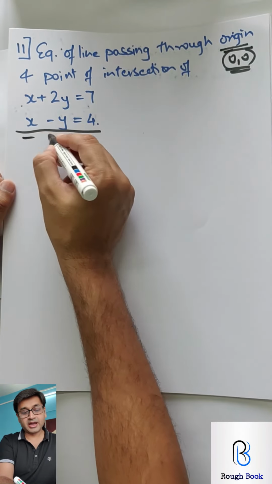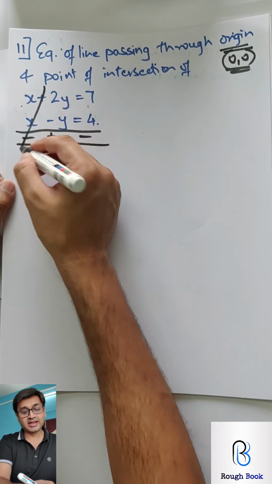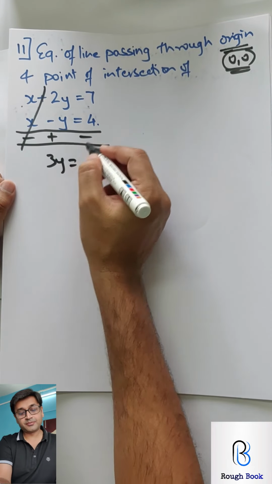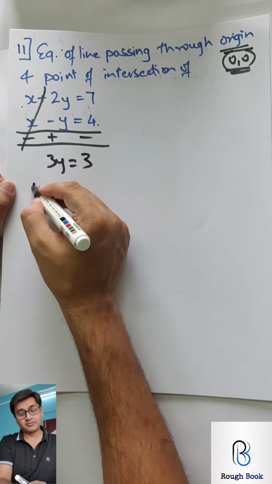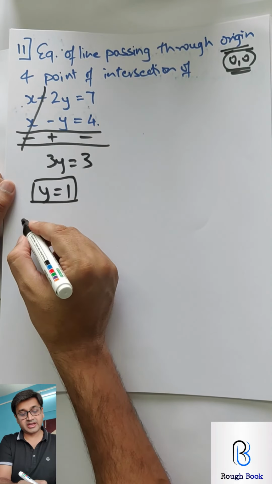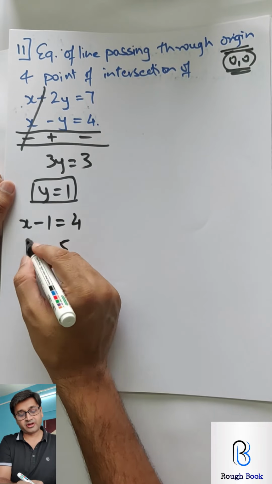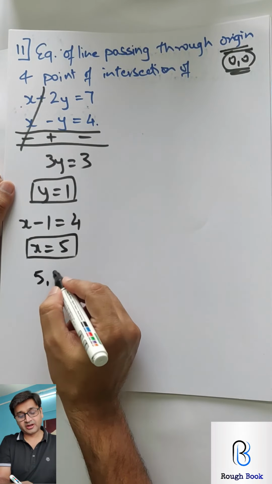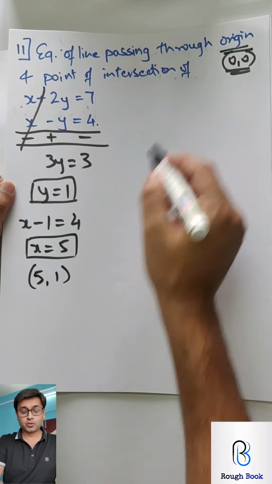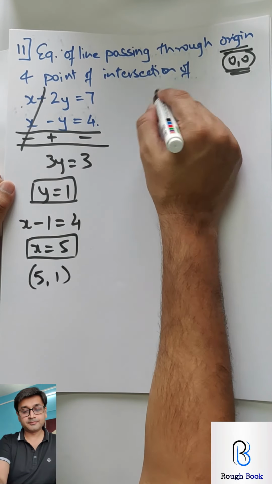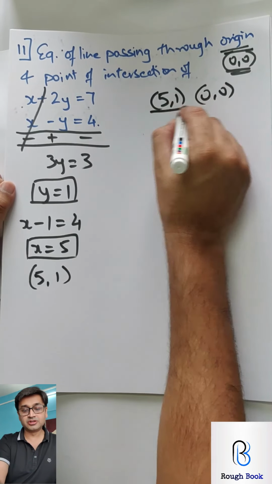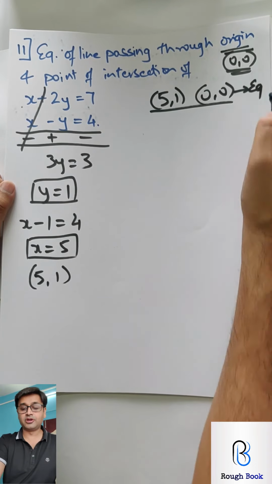Okay. So minus plus minus cancels. So I get 3y is equal to 3. So y becomes 1. Substituting y in the second equation, x minus y is 4. So x is 5. So therefore the point is 5 comma 1. Now the 2 points are 5 comma 1 and the origin 0, 0. You have to find the equation of this.